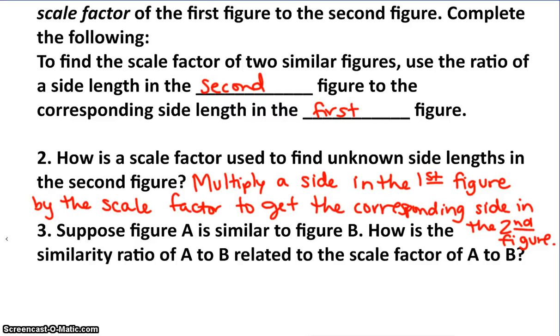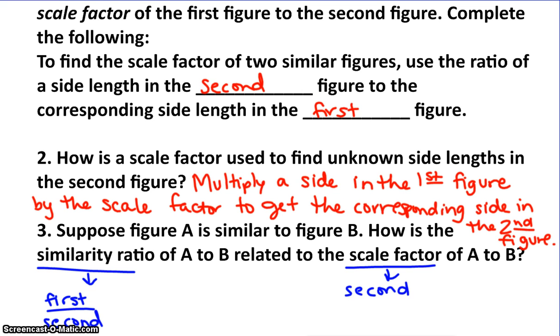So suppose figure A is similar to figure B. How is the similarity ratio of A to B related to the scale factor of A to B? When we were finding the similarity ratio, we did the side in the first triangle divided by the corresponding side of the second triangle. But when we did scale factor, we did the second side divided by the first side. So if you'll notice, these are actually reciprocals of each other. They are reciprocals of each other. That's very important.